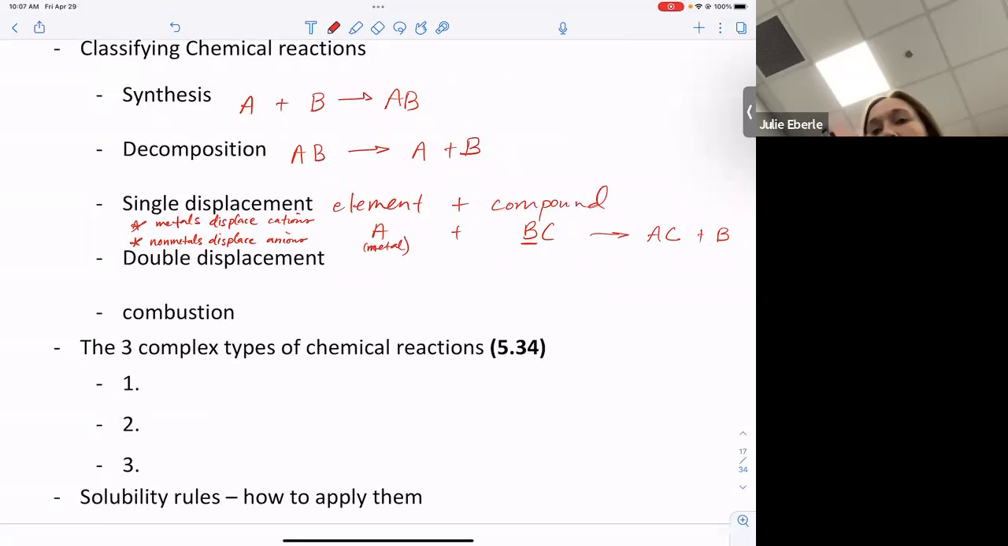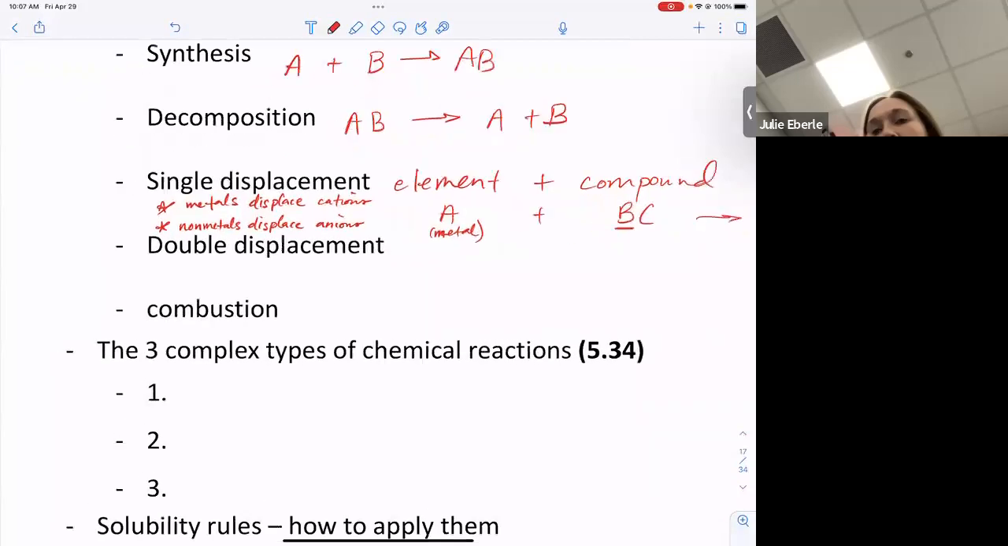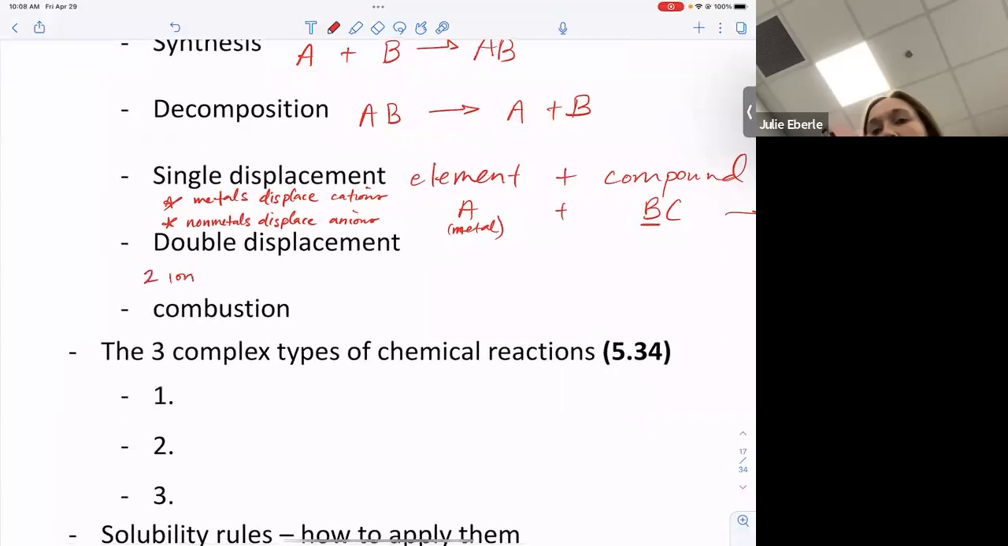All right, double displacement. 2 ionic compounds is a key that you have double displacement. So that's AB plus CD. And A is the cation in the first compound, so it's going to join up with D, the anion in the second compound. C is the cation in the second compound, so it's going to join up with B, the anion from the first compound. So they just switch.